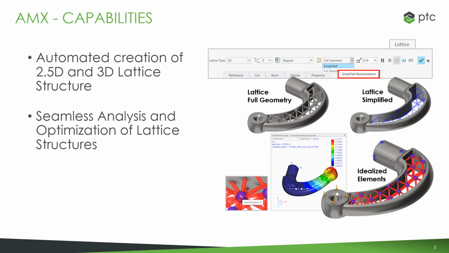One of the cool things that we're able to do within Creo is actually take analysis results, and we have something called a variable density lattice, which can actually thicken or thin the lattice depending on where you're getting stress values in the model. So it can be done automatically, and you can really have a very strong integration between those two separate areas.